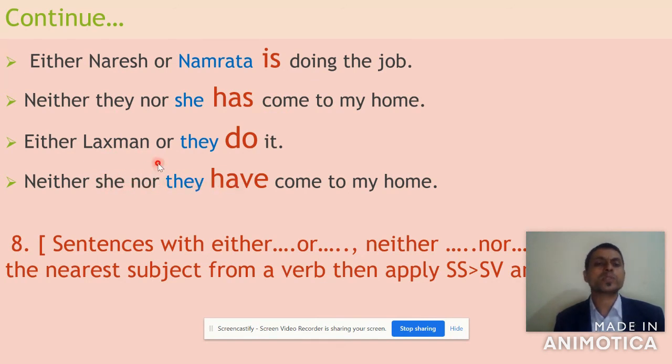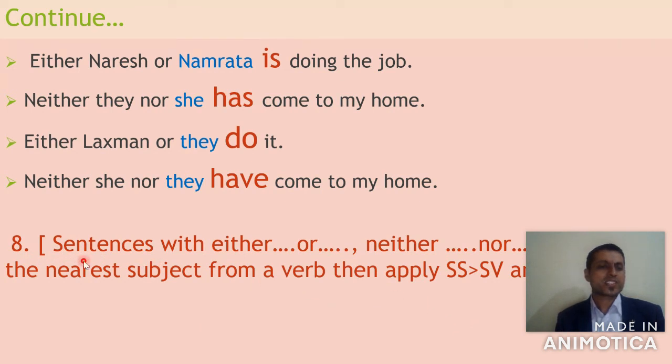Because if there is either or, neither nor, in this situation we have to consider the subject which is near to the verb. So singular with singular, plural with plural. Remember, in that situation, consider the subject which is near to the verb, so you can find your structure.